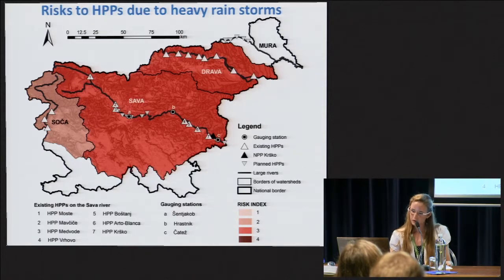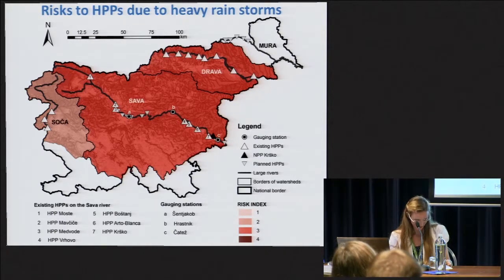But for the Mura River, where we have no hydroelectric power plant so far, it would be useful to obtain data from the Austrian part of the river, on what happened with interruptions there.